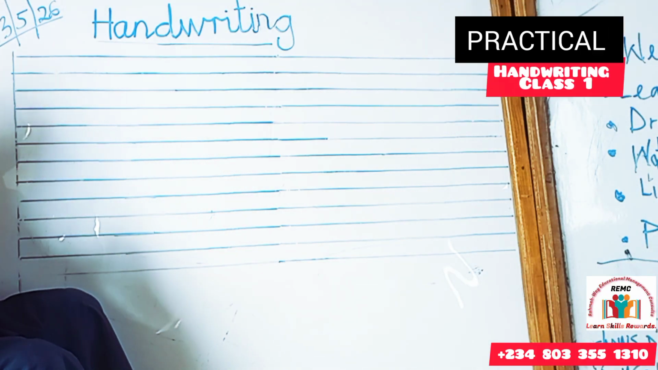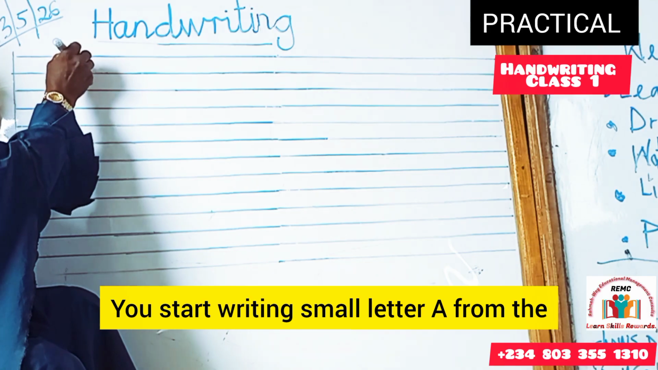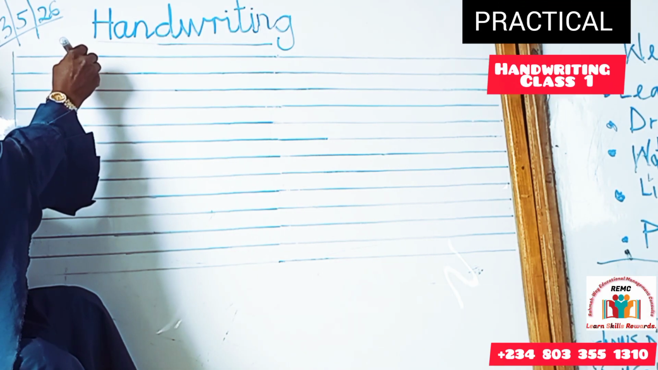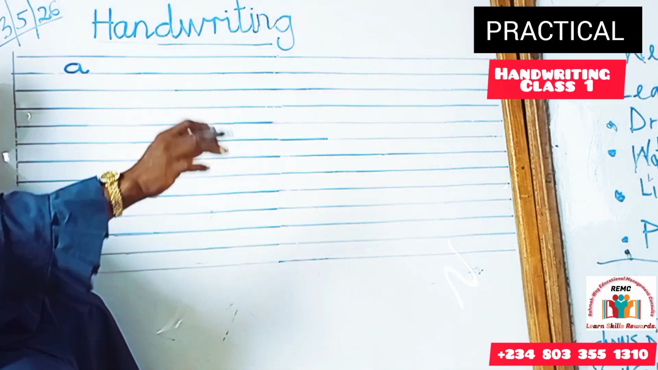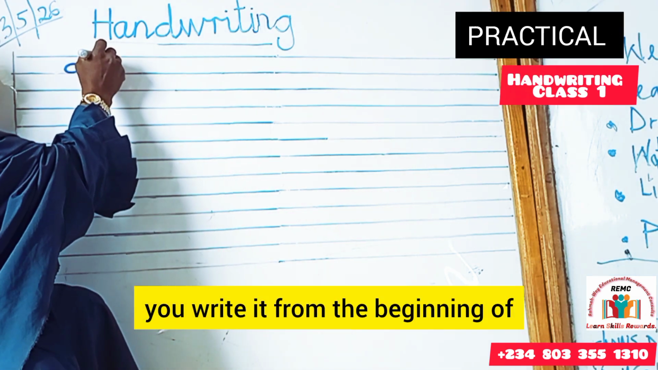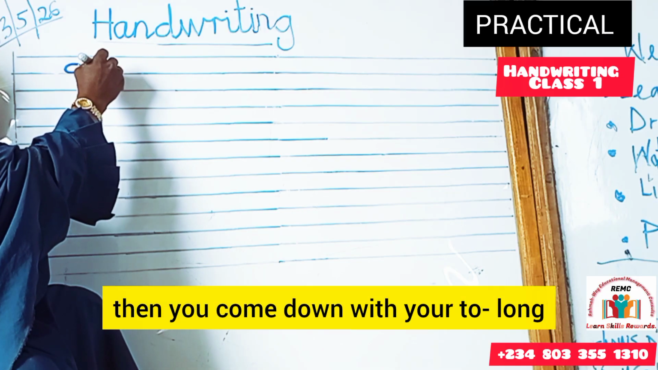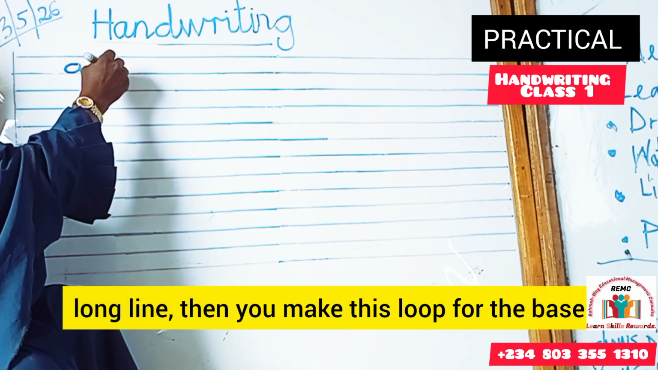Now let's start with the first letter, which is small letter A. You start writing small letter A from the middle of the line like this. You make that loop up, then you go back, join it together, and come down like this from the middle of the line. The position matters. For small letter B, you write it from the beginning of the space between the two lines. You're writing it, then you come down with your long line, then you make this loop for the base.